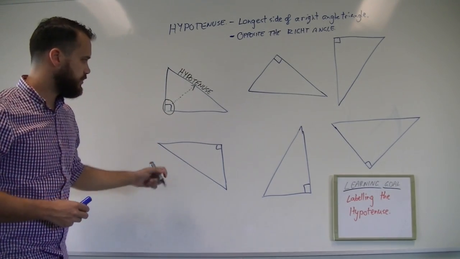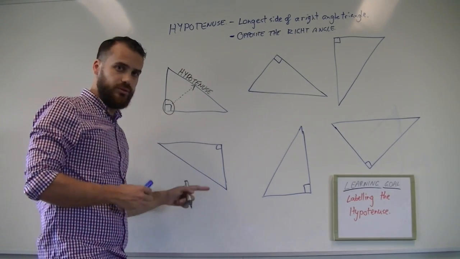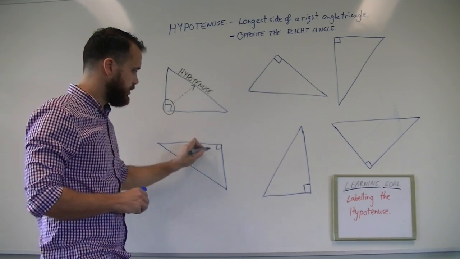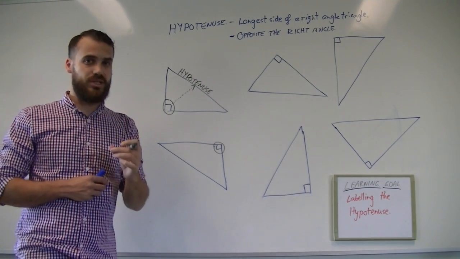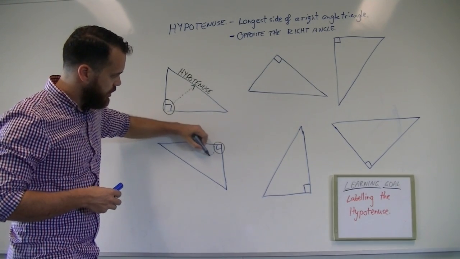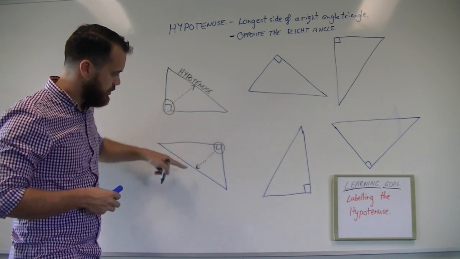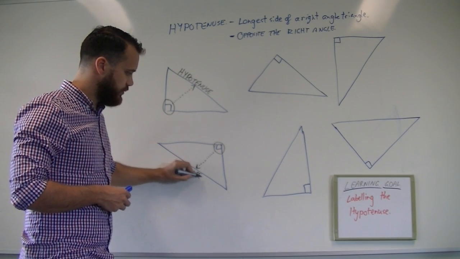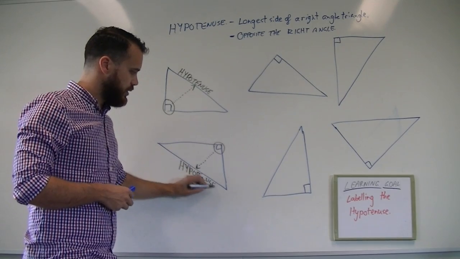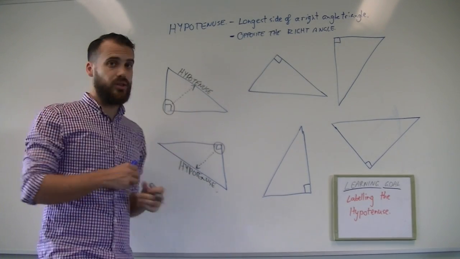Okay, next one. Here's my right angle triangle. First step, find the right angle. Here it is. Now the hypotenuse is opposite it. Draw your arrow in. Must be this one. Hypotenuse. Okay, make sure you know how to spell hypotenuse.